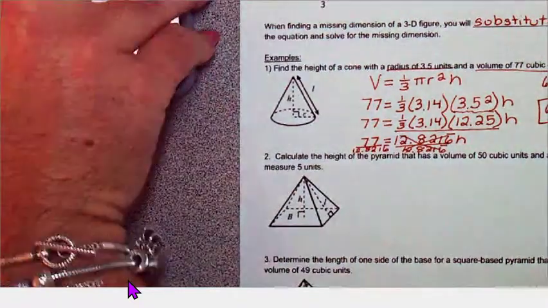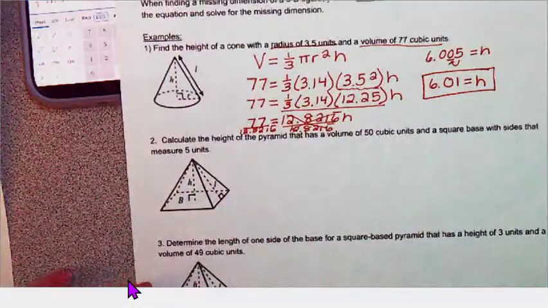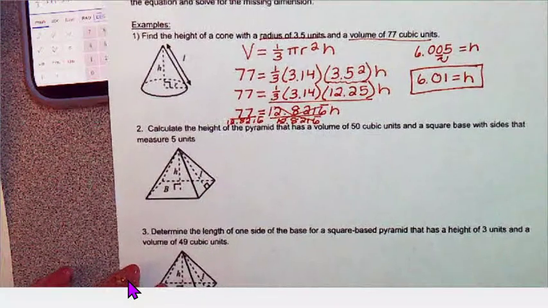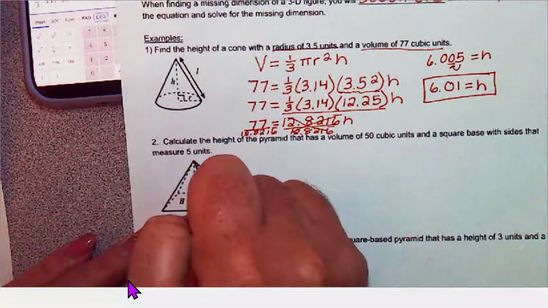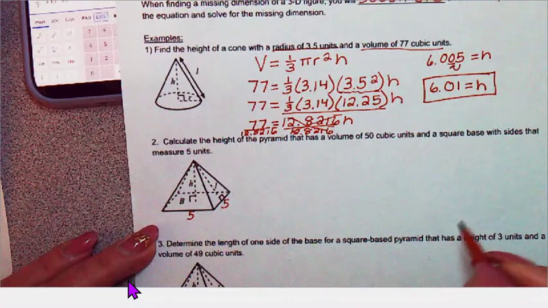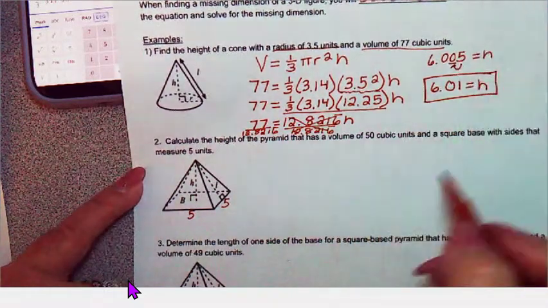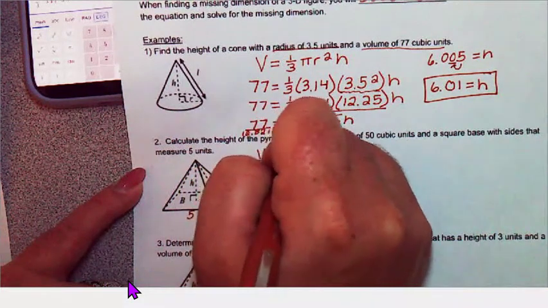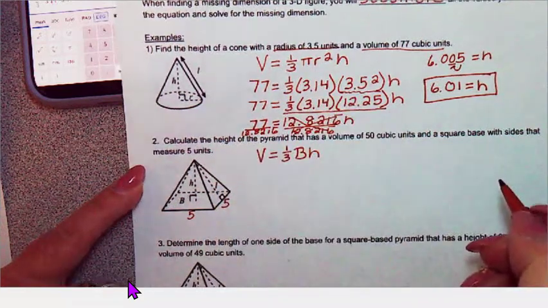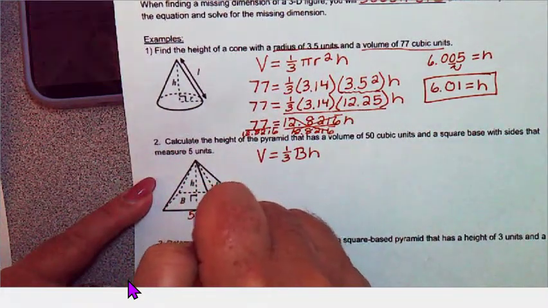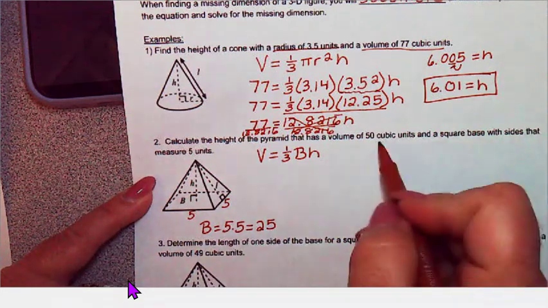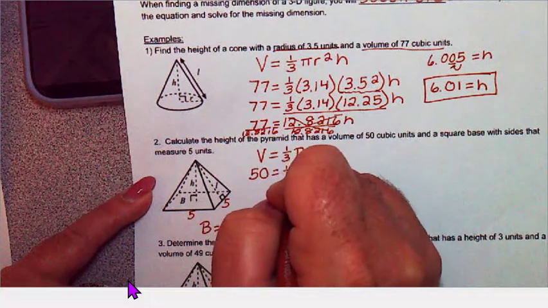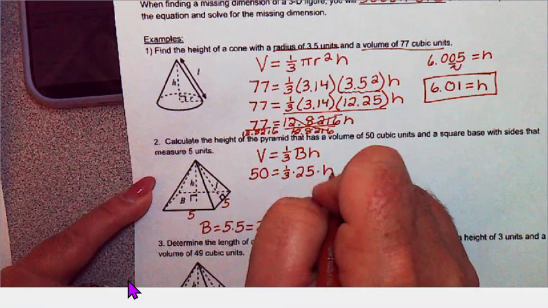All right, so let's do the same thing with number 2. Number 2 says, calculate the height of the pyramid that has a volume of 50 cubic units and a square base with sides that measure 5 units. So you have a square base that's a 5 by 5, and you know the volume is 50. So I'm going to be using my volume formula, which is 1/3 BH. To find my big B, I would need to do 5 times 5, which is 25. So the volume is 50 equals 1/3 times 25 times my height.